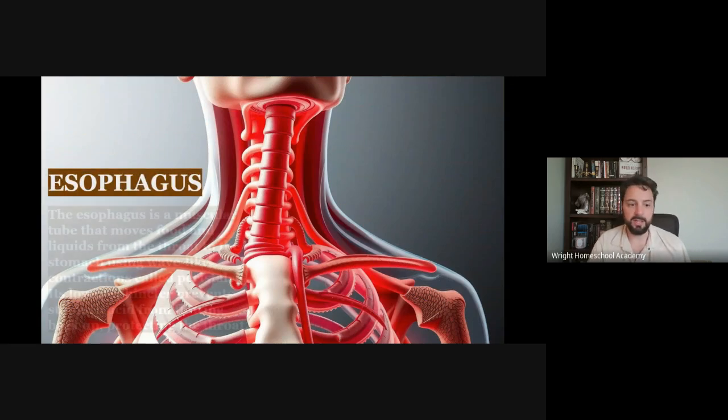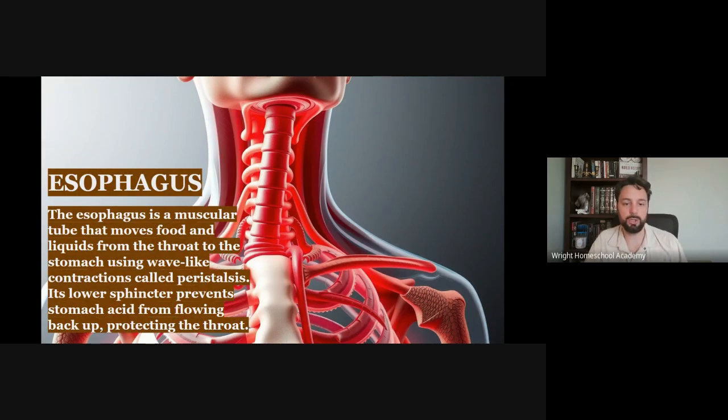All right, starting with the esophagus. So what is it? It is a muscular tube that moves food and liquids from the throat to the stomach using wave-like contractions called peristalsis. The way I think about peristalsis is kind of like when your toothpaste is getting low and you have to squeeze toothpaste from the bottom of the tube up to the top to get some out. That's sort of what your esophagus is doing. It's that squeezing motion, moving things down the tube. So just think about your toothpaste tube.